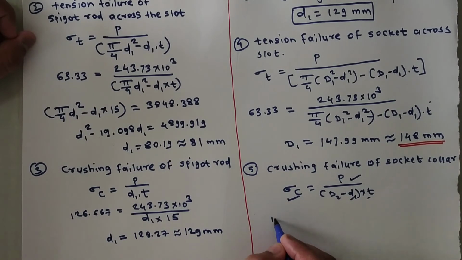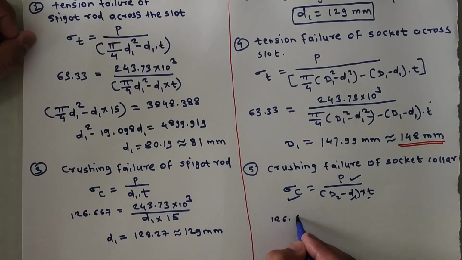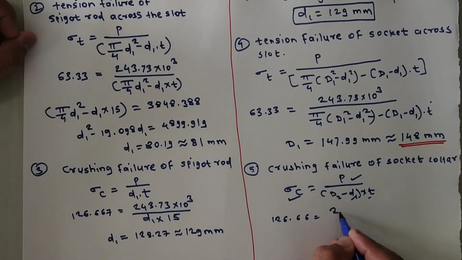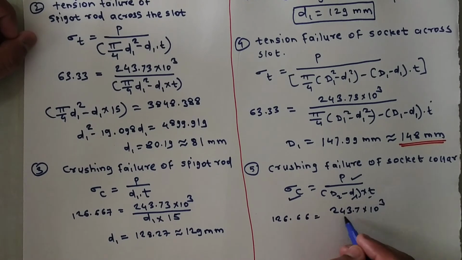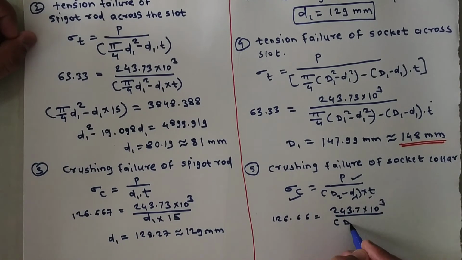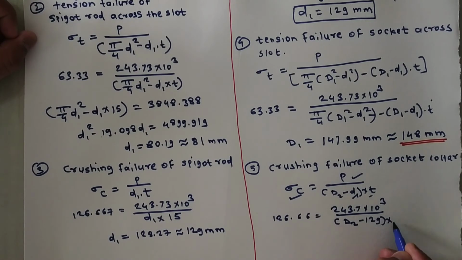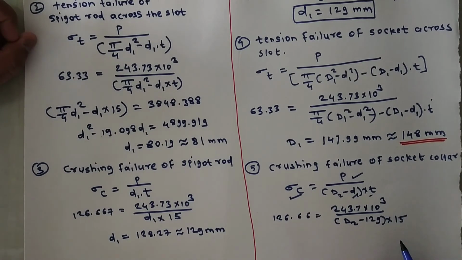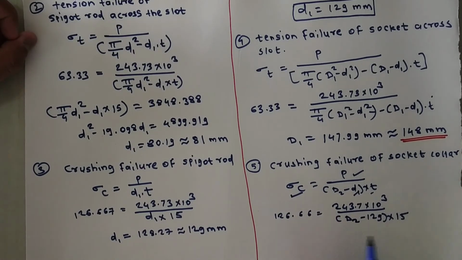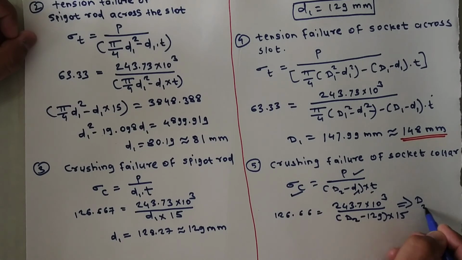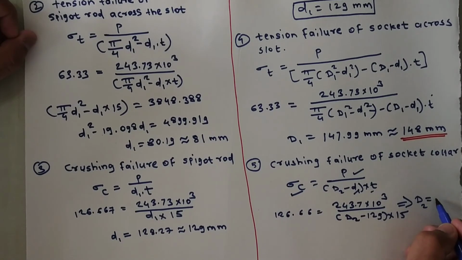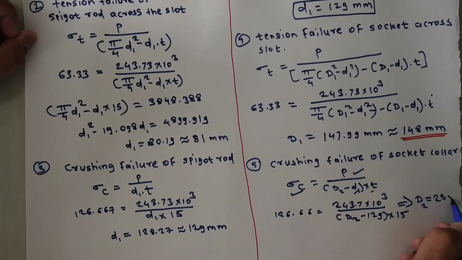So 126.66 equal to 243.7 into 10 raised to 3 divided by D2 minus 129, that is D1, into thickness 15. So we get the value of D2 here as 258 mm.